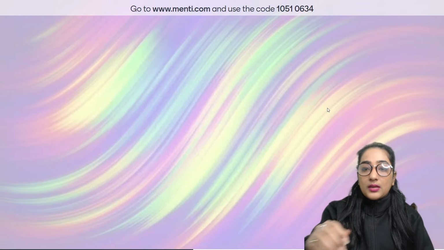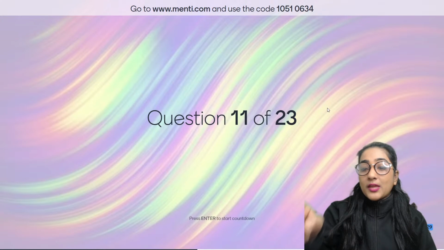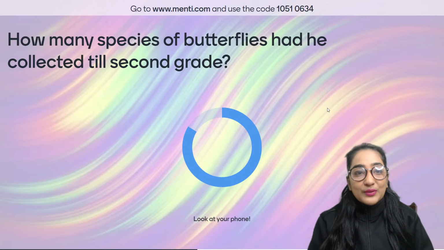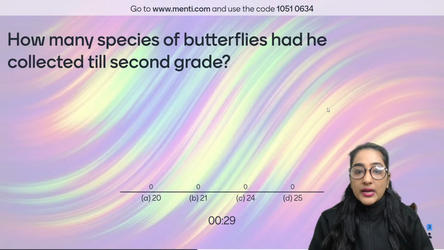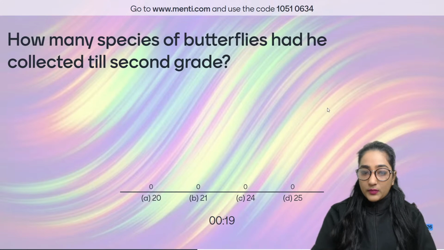So congratulations, you guys made it through your 10 questions. And if all your 10 questions were correct, hats off to all of you. Question number 11. How many species of butterflies had he collected till second grade? 20, 21, 24, or 25. Again, a detail which is really important from your examination point of view. Every time keep that in mind, like what exactly you need to know about it.